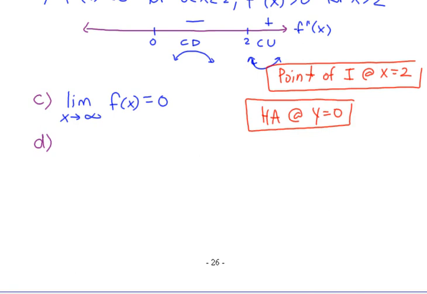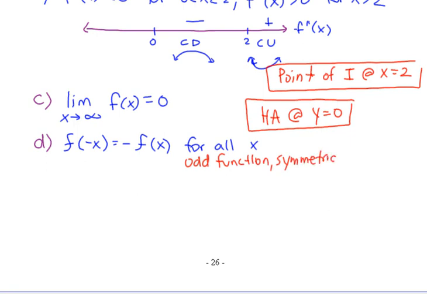All right, the last thing they say is f of negative x equals negative f of x. What does that mean for all x? Close, not even. Well, it's odd. So where is it symmetrical about? The origin. So this is an odd function. This is from pre-cal. Symmetrical about the origin. So if we can graph everything greater than 0, then we can easily get less than 0. And that's why they only give you half the information.